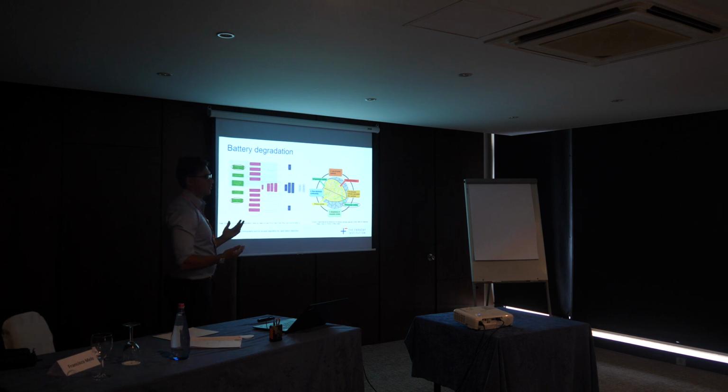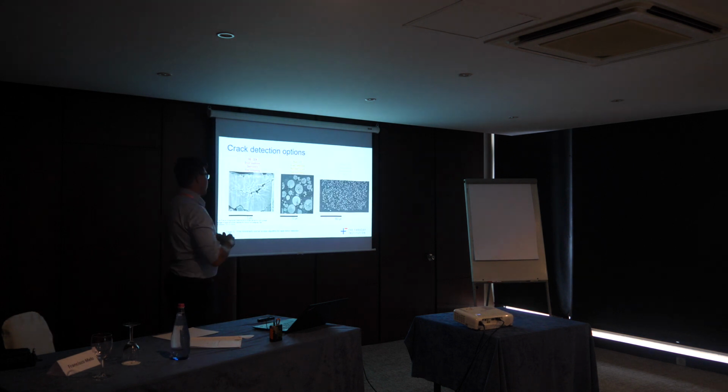So we have two different types of cracking: intergranular or intragranular. Intergranular is much bigger, and that's what the focus of this work is. There are currently in battery research three different ways that we can detect and diagnose cracks. The first is FIB-SEM, which gives us really good resolution and some really nice images. However, it's destructive and takes absolutely ages to do, so it's not particularly useful for large data sets.